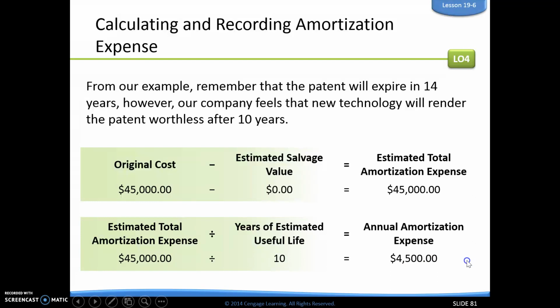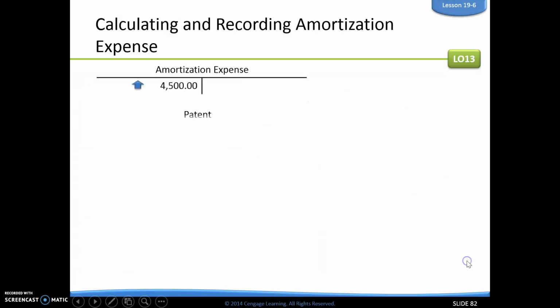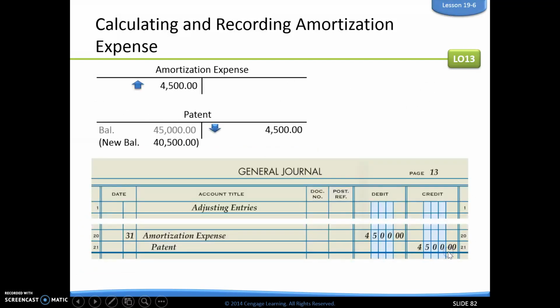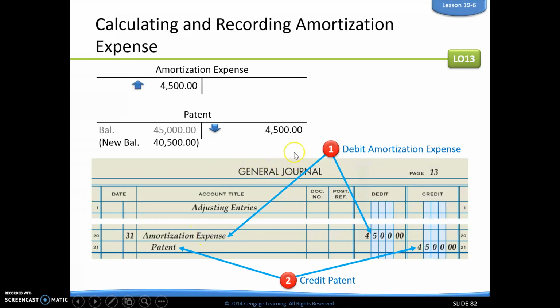Okay? So when it comes to doing adjusting entries, what we do is we debit our amortization expense, and then we actually credit directly into our patent account, which will give us a new balance here of 40,500, which also is a little bit different because normally with tangible assets or our regular assets, we have accumulated depreciation accounts for each one, and that is not something that we have with a patent. It goes directly into that patent account.